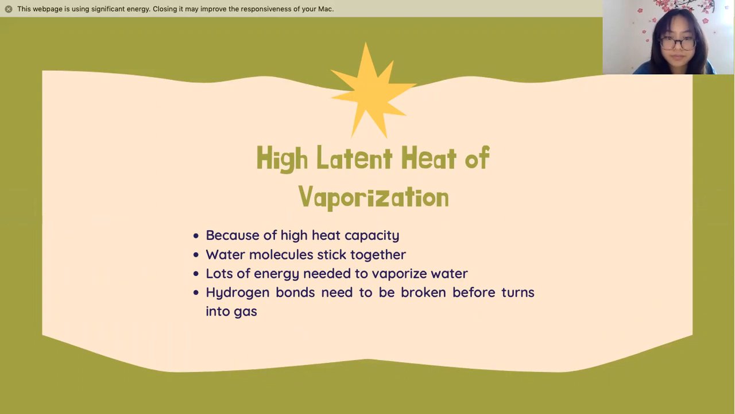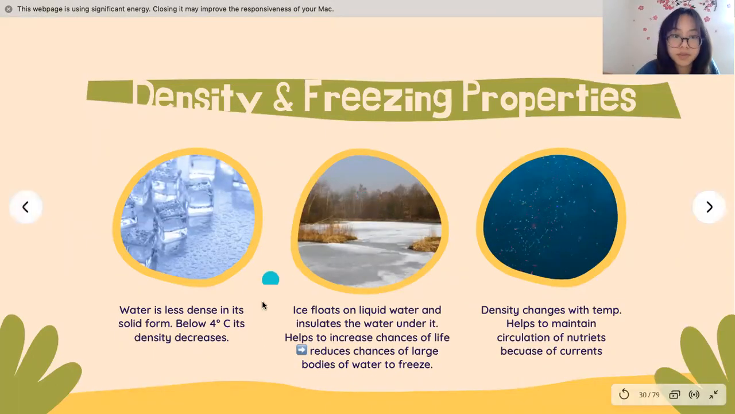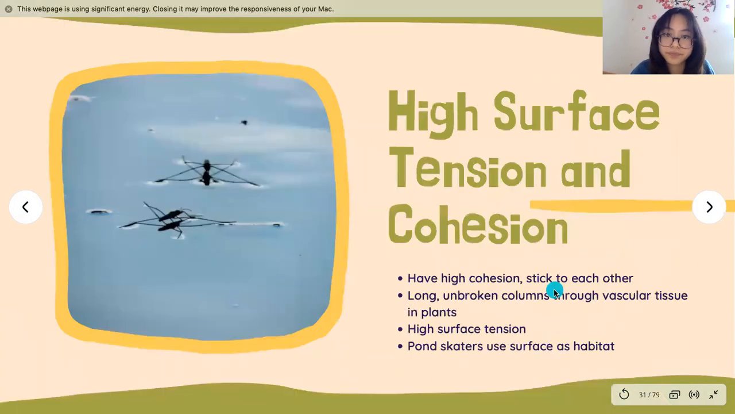and vaporize the water. So for density and freezing properties, water is less dense in its solid form, and because of this, ice floats on liquid water and insulates the water under it, and it increases the chances of life. And then density changes also with temperature, which helps to maintain the circulation of nutrients because of the currents.